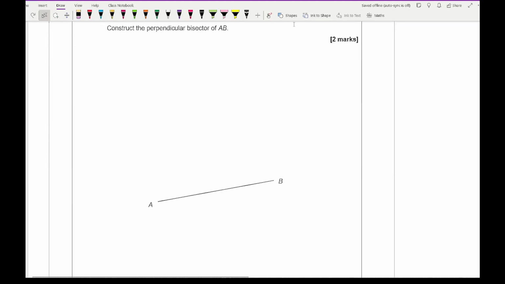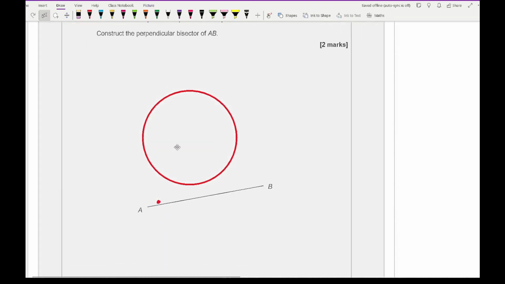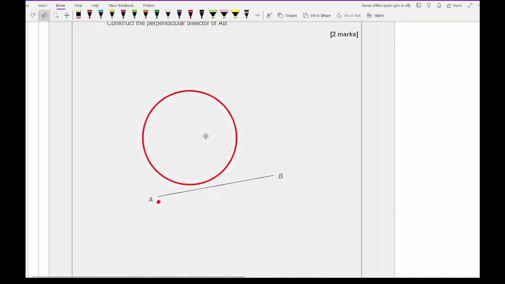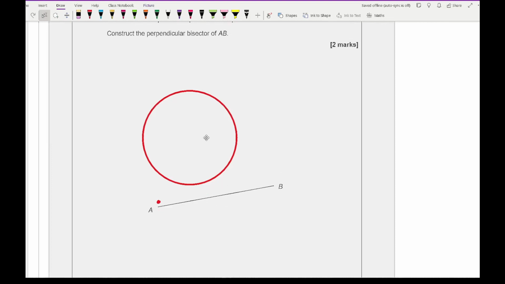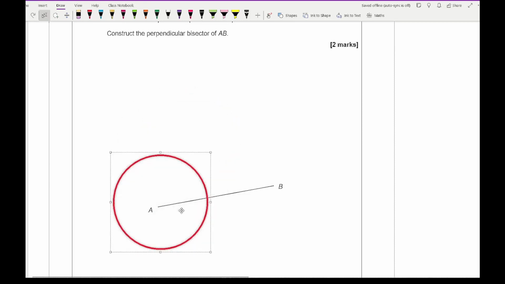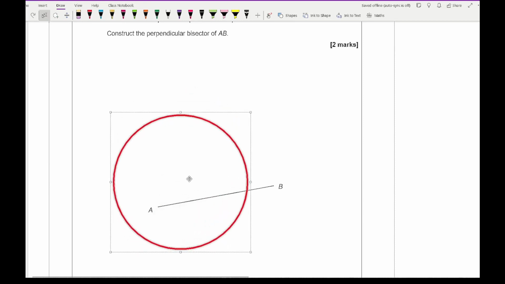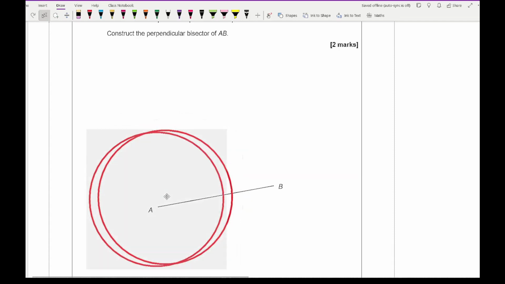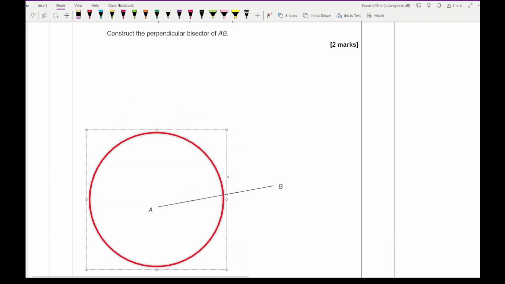Now for this it's going to be rather difficult, so what we need to do is basically set your compass, put the pin on point A, and then measure your compass so that it's a distance that is more than halfway from A to B. And what you then need to do is not mess around with the page, which is what I'm doing, is then draw a circle such that the radius of the circle is more than halfway and the center of the circle is at point A.